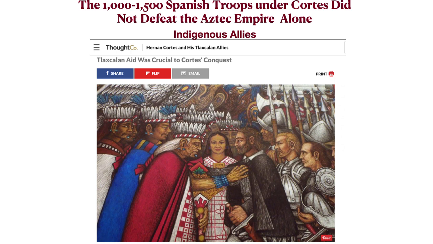But it was not this relatively small number of Spanish troops with their swords and armor and cannons and war dogs and horses and everything else they had. They by no means defeated this powerful empire alone. They had a vast number of indigenous allies. So as this illustration from an article says, Tlaxcalan aid was crucial to Cortez's conquest.